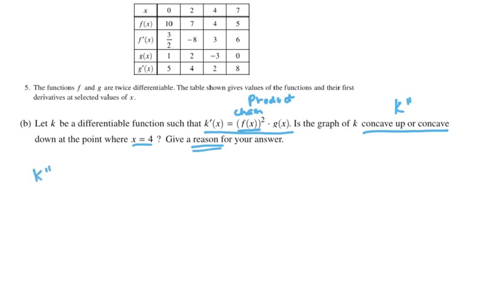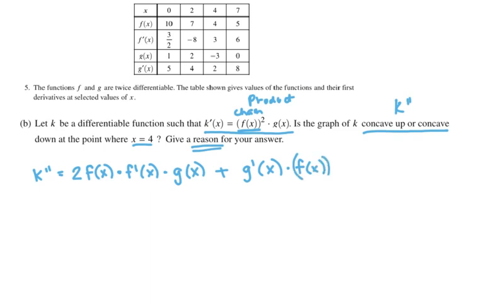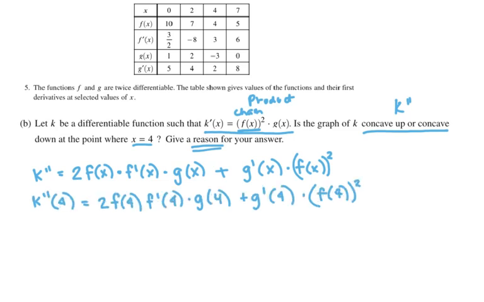So we're going to take the derivative of the derivative function. So that's going to be 2 times f of x, that's the inner, times the derivative of the inner. So that's f prime g, plus g prime, the second function's derivative, times f of x squared. Then we're going to plug x equals 4 into this, and just use our table above and pull the information out. So that's going to be 2 times 4 times 3 times negative 3 plus 2 times 4 squared. Do the arithmetic and you end up with negative 40.